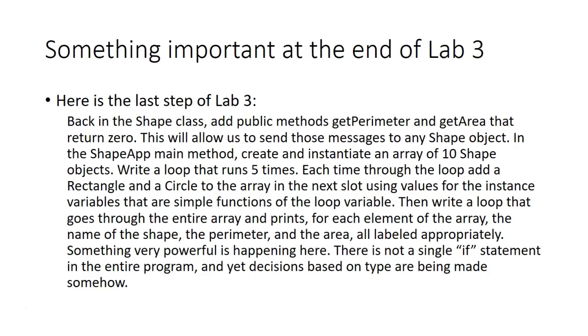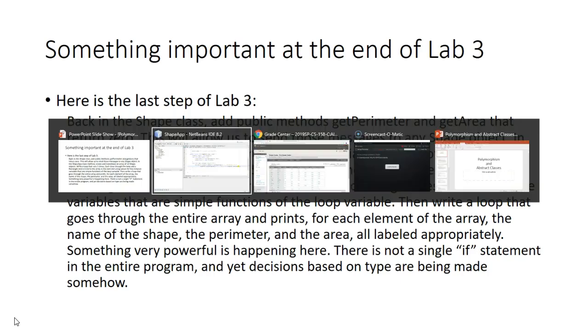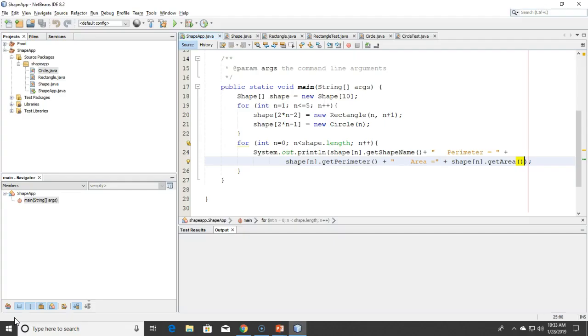You could say to a shape object of any kind, whether it's actually a shape or whether it's a rectangle or a circle or anything else that descends from shape, you could send a getPerimeter message and something would happen. It would not fail because of a syntax error. So then what we did was we created an array of shapes, and let me show you what that looks like because that's right here.